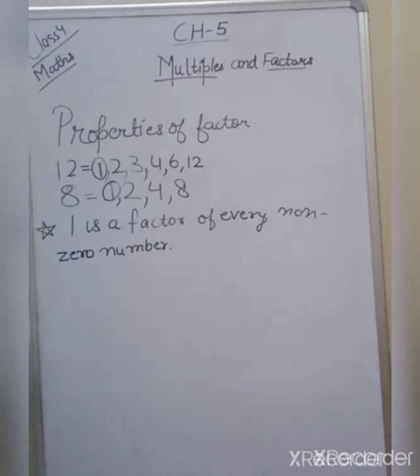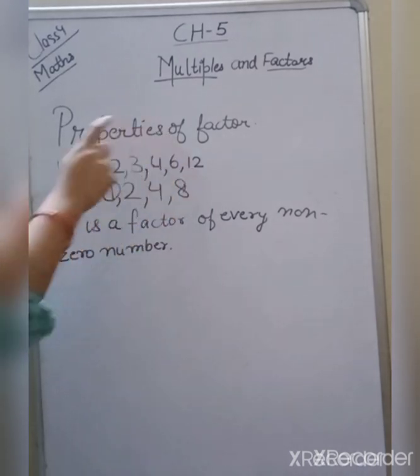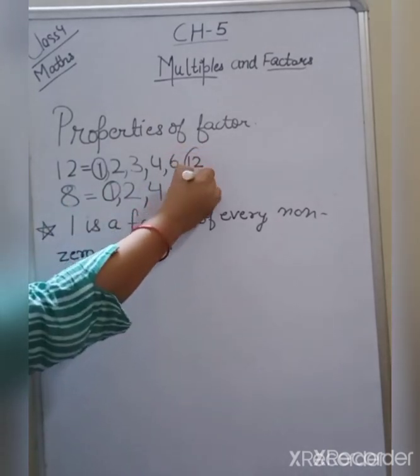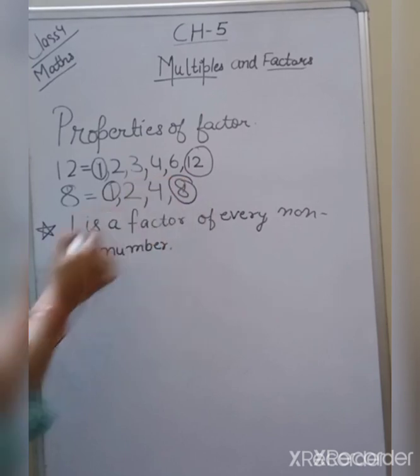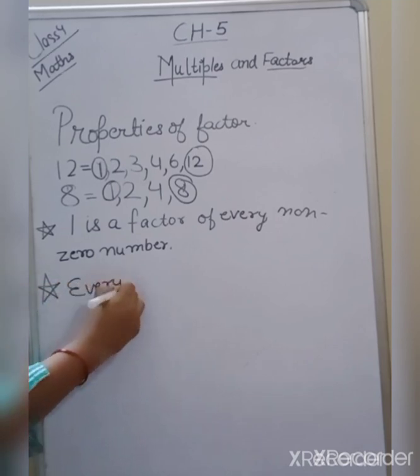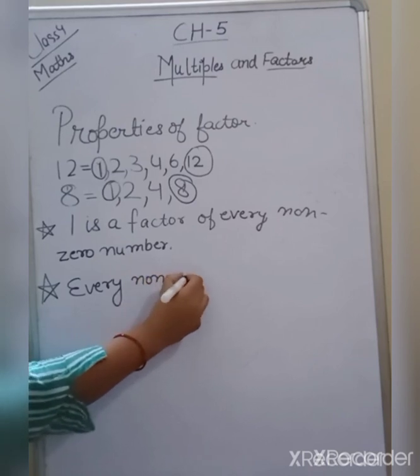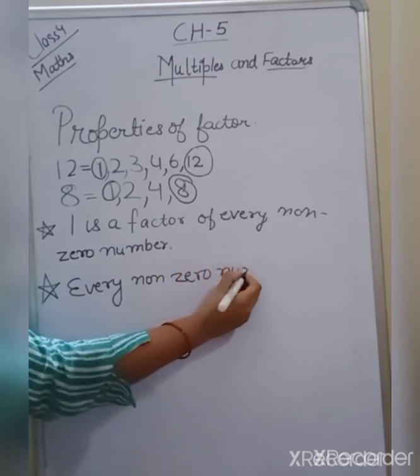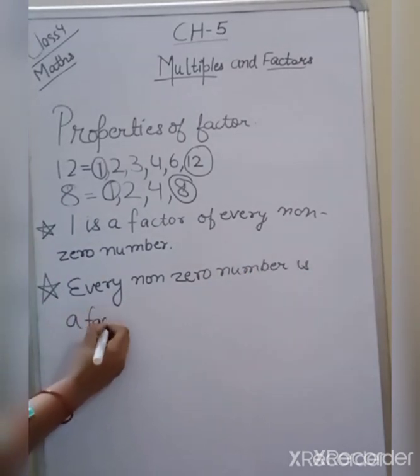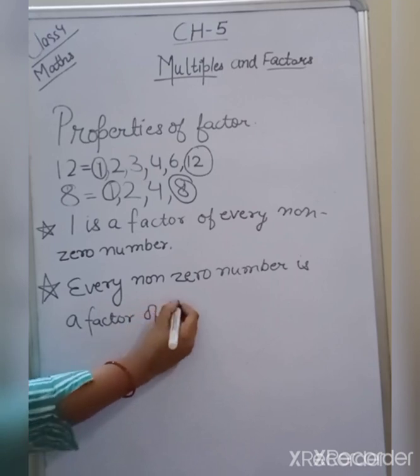If you see, the highest factor of 12 is 12. And the highest factor of 8 is 8. So, from here, if you observe, the second property is every non-zero number is a factor of itself, right?